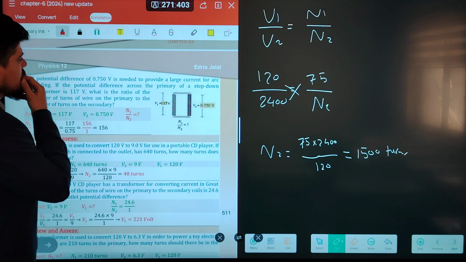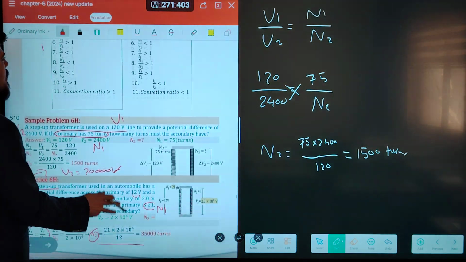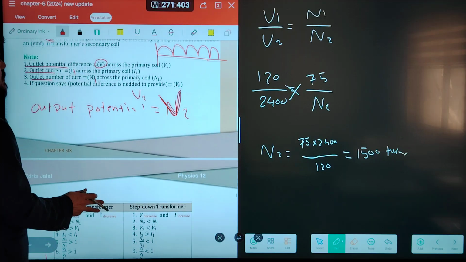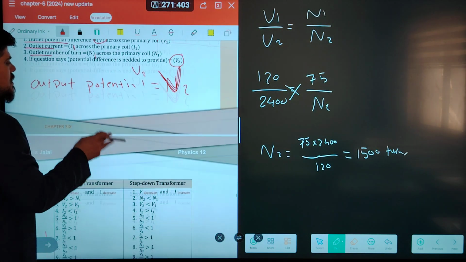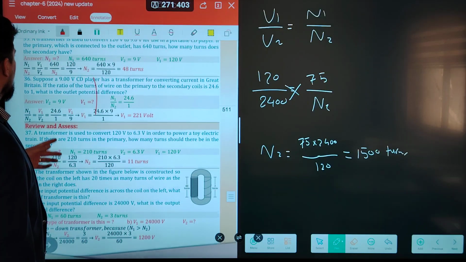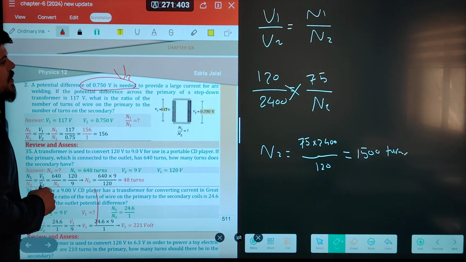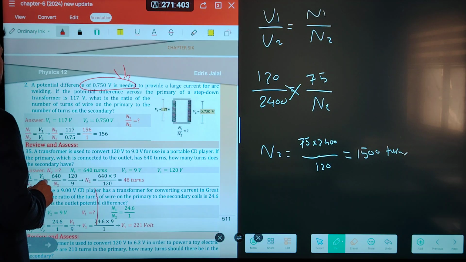Potential difference of 0.75 is needed. Guys, as I told you, if the question says potential difference is needed, it means that V2. What is this 0.075? This is V2. Provide a large current for arc welding.